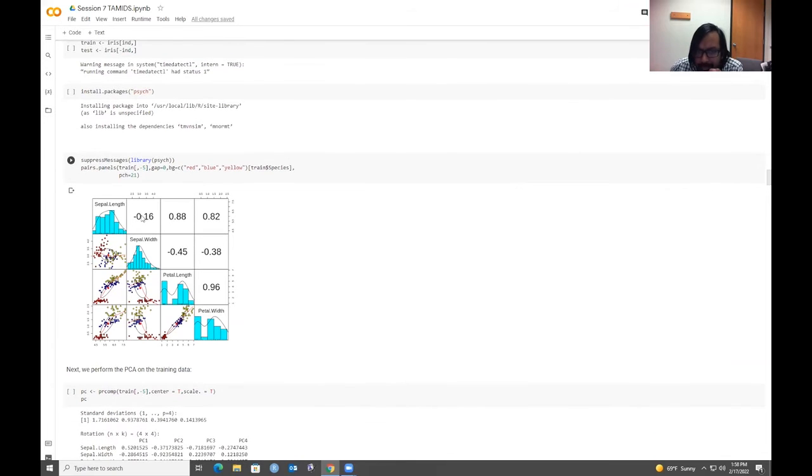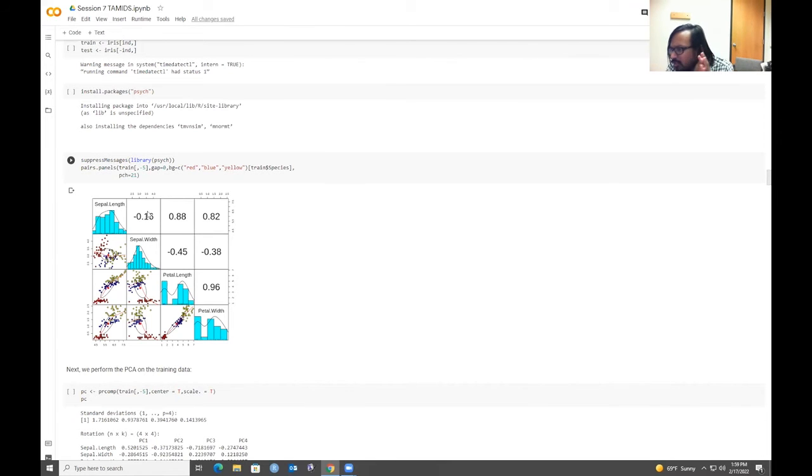Here on the top diagonal, you have the pairwise Pearson's correlation values. The higher the correlation, the more correlated the two variables are. Sepal length and petal length have a correlation of 0.88. Petal width and petal length have a very high correlation of 0.96. Sepal length and sepal width have a low correlation of negative 0.16, but they are all significant correlation values. None of them are 0.